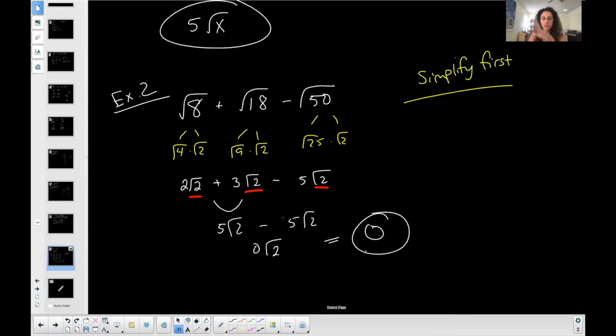All right, so here we go. We just did addition and subtraction of radical expressions. So what's next? I want to do multiplication. So, multiplying radical expressions.